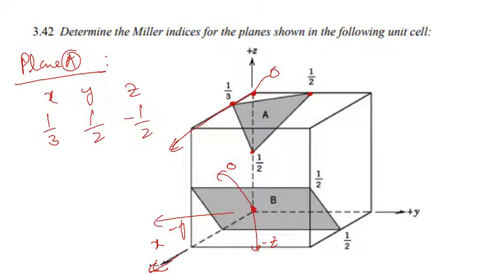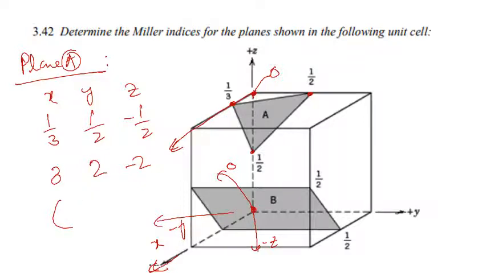Now the second step for the Miller index is that you take the reciprocal of these, so it is 3, 2, minus 2. So 3, 2, minus 2 is the Miller indices. Sorry, you should write a bar above the 2. So the Miller index, written in the correct form, is 3, 2, and a negative 2. So for plane A, the Miller index is this.